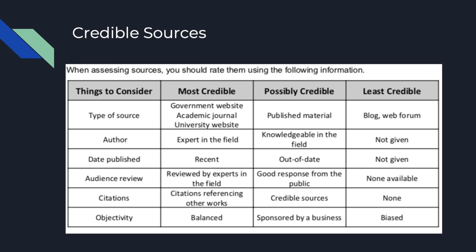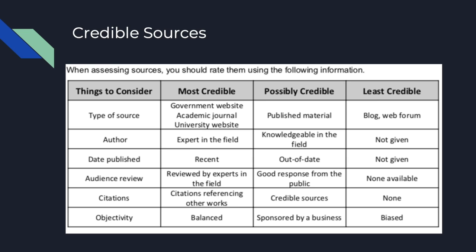Also look at the date published. Was it recent, within the last 5 years or so? Or if it's past that, then it's possibly less and less credible because technology and science is always changing, always updating. You can also look at the audience review, just in case, or citations. Do they reference other credible sources?